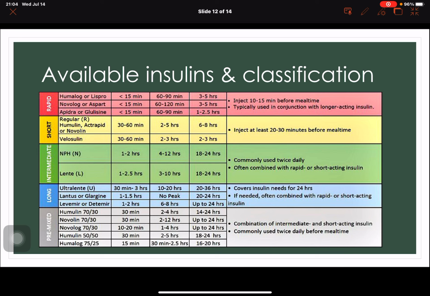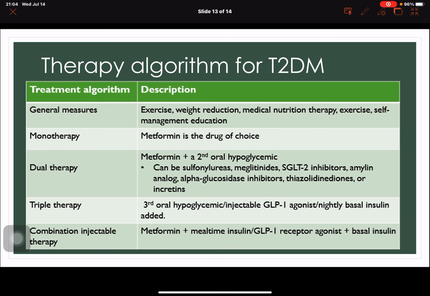In this chart, we can see a therapy algorithm for type 2. The general measures for type 2 are as follows: exercise, weight reduction, medical nutrition therapy, self-management education. Monotherapy usually includes first-line metformin. A dual therapy can include metformin and a second oral hypoglycemic. A triple therapy can include a third hypoglycemic plus an injectable and a nightly basal insulin added. And usually those can be either Lispro or Lantus. And a combination injectable therapy is usually metformin, a mealtime insulin, so before meals, and of course a nightly basal insulin as well.